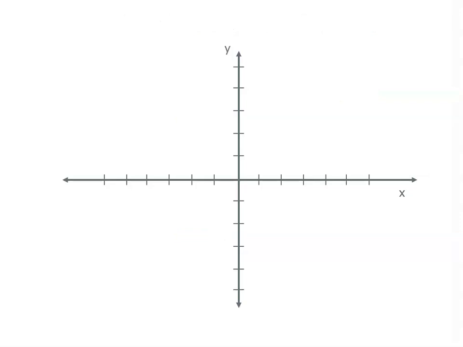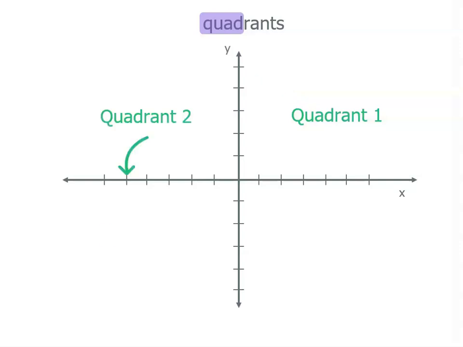Now, they actually intersect and create quadrants. Now, quad means 4. So we've got 4 sections. That's quadrant 1. Now we go anti-clockwise. So that means we go around that way. That's quadrant 2, quadrant 3, and quadrant 4.